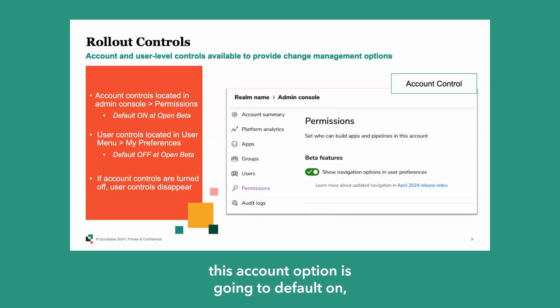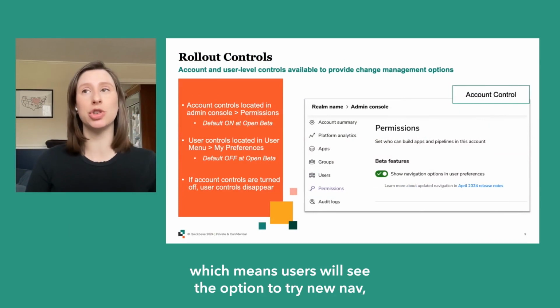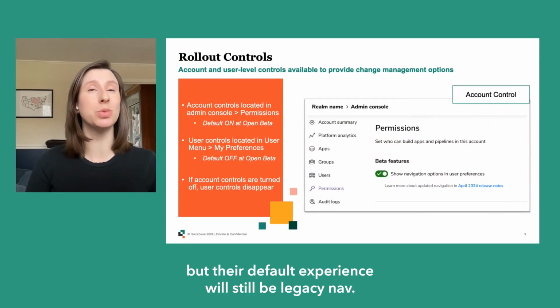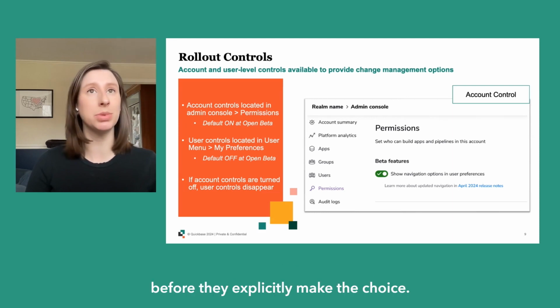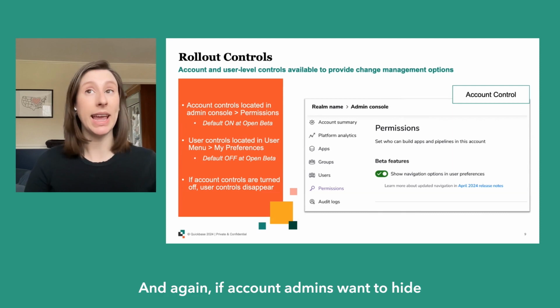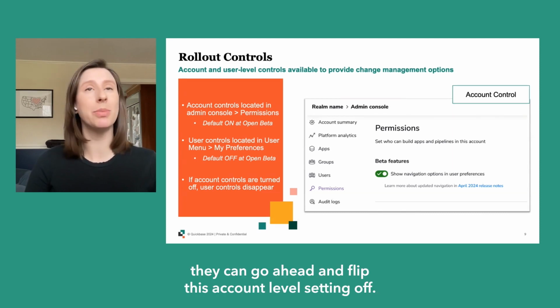During open beta, this account option is going to default on, which means users will see the option to try new nav, but their default experience will still be legacy nav. So we aren't switching the experience for anyone before they explicitly make the choice. And again, if account admins want to hide the user option to try new nav, they can go ahead and flip this account level setting off.